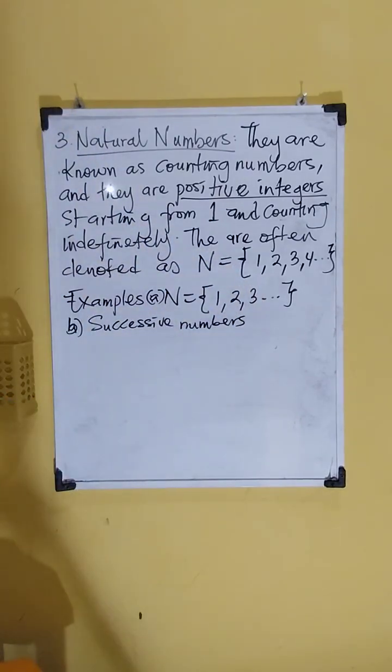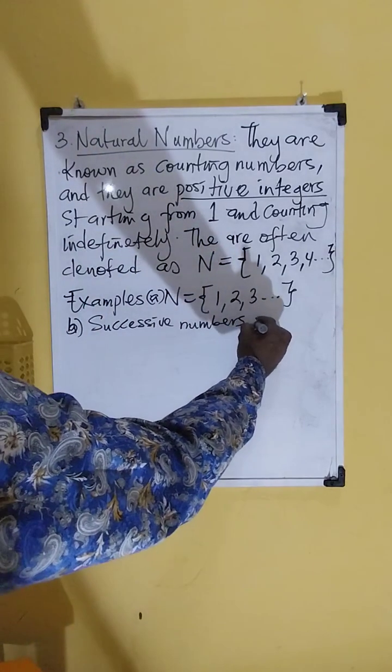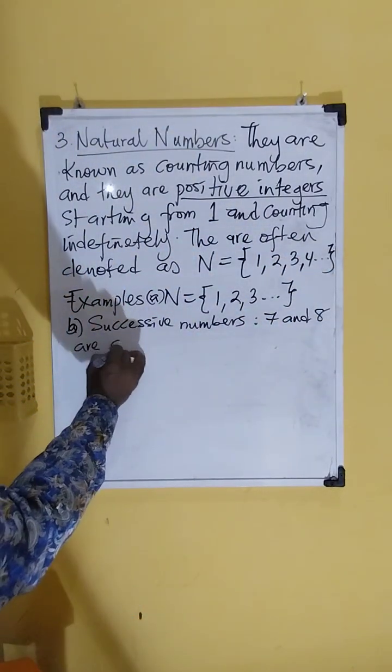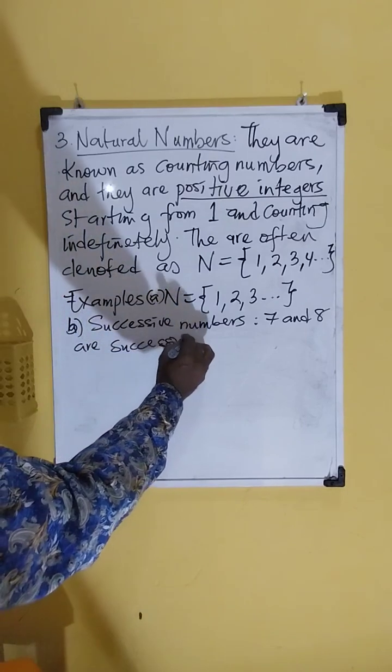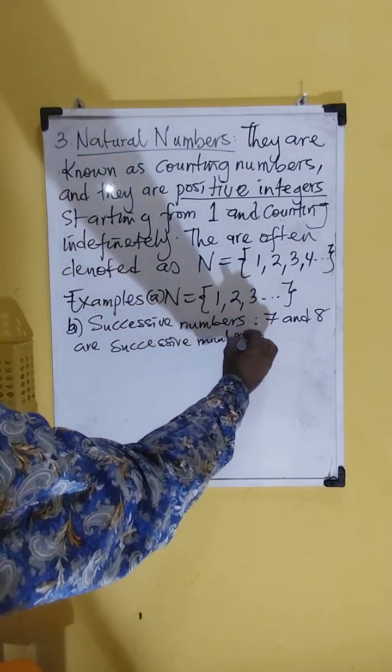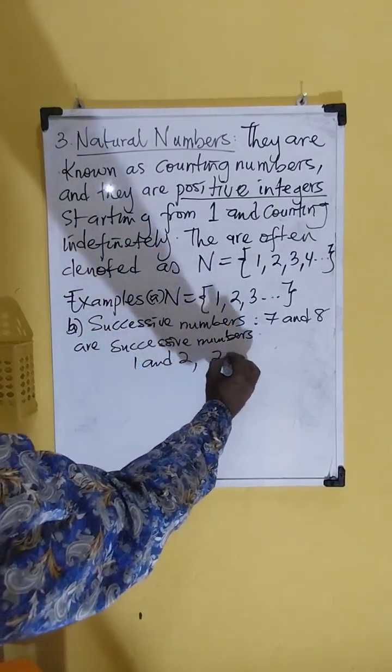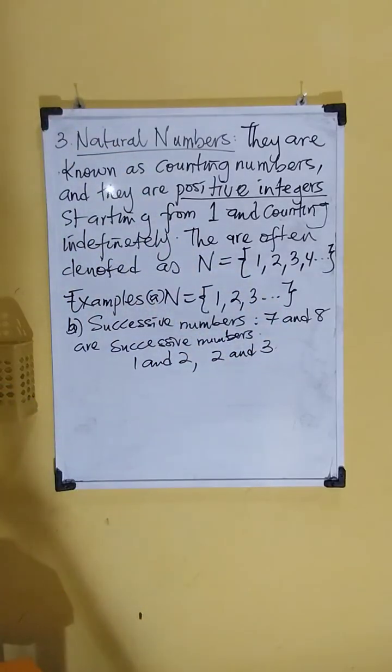Successive numbers are examples of natural numbers. Did you get that? So, for example, say 7 and 8. 7 and 8, they are successive numbers. Somebody may be asking, what does that mean? 1 and 2, they are successive numbers. 2 and 3, they are successive numbers. So that is, it keeps counting. It follows a particular order. Did you get that now? So 7 and 8 is a successive number. So that is, 8 is actually succeeding 7.